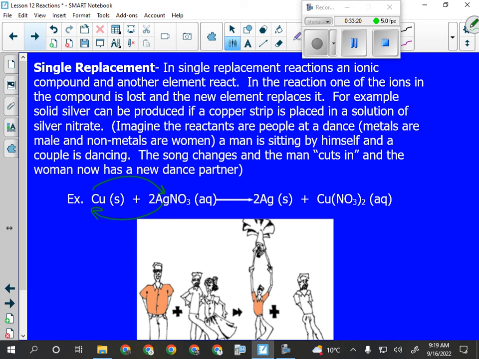And the silver would plate out, and the solution would start to turn what color? Blue. Yeah, all copper-containing compounds are blue. So you'd start out with a penny in a clear solution, and after a few days, you'd have this penny covered in silver in a blue solution, as the reaction would go on.